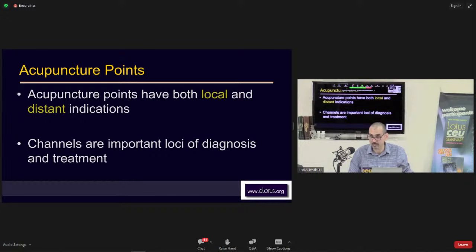So basically we can put a point somewhere in the body and have it affect somewhere else on the body. Those indications are the ones that are really going to give us deeper insight into what is really the dynamic of the point trying to do.